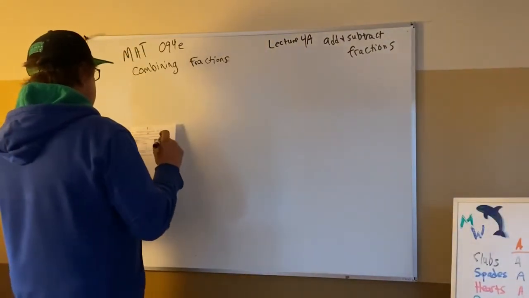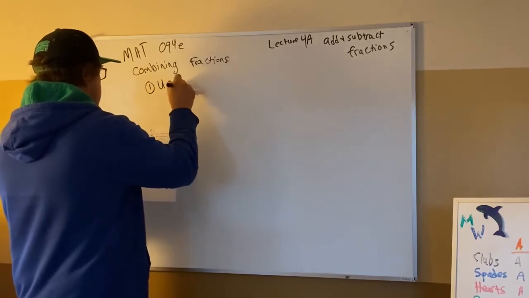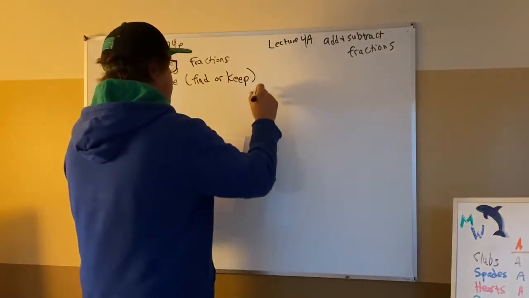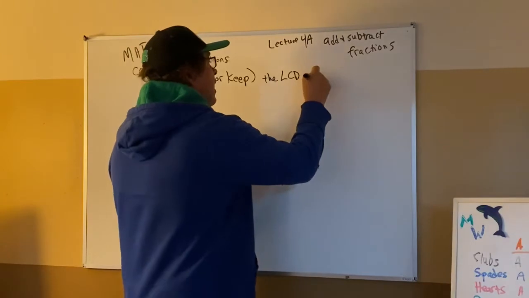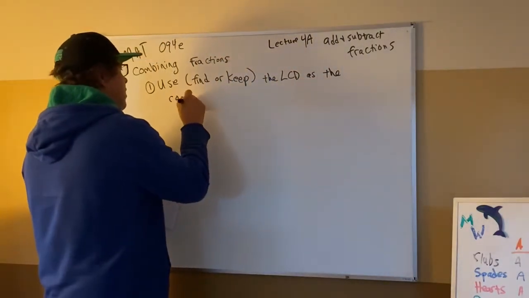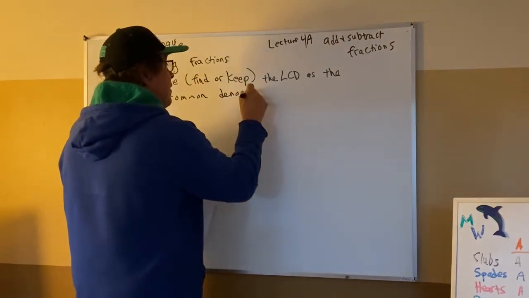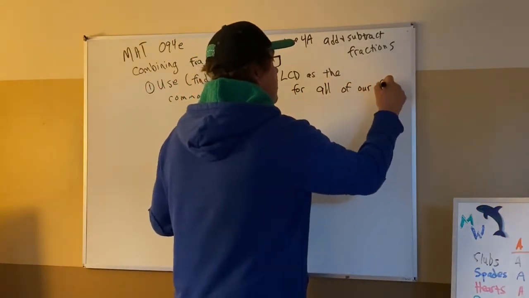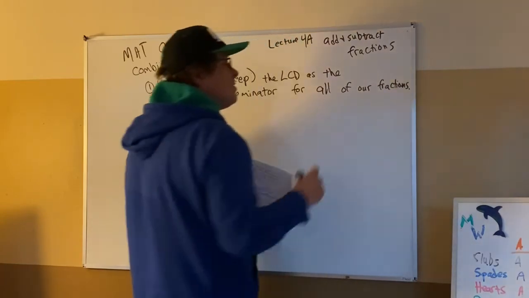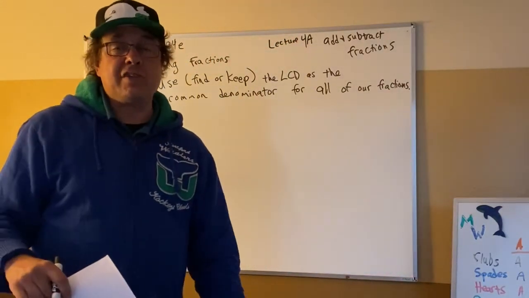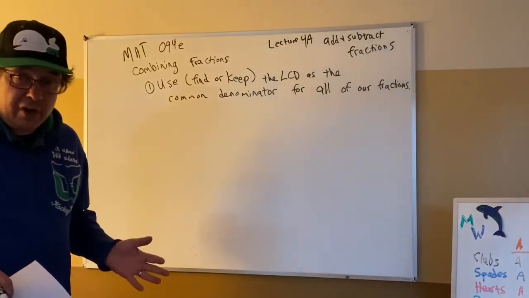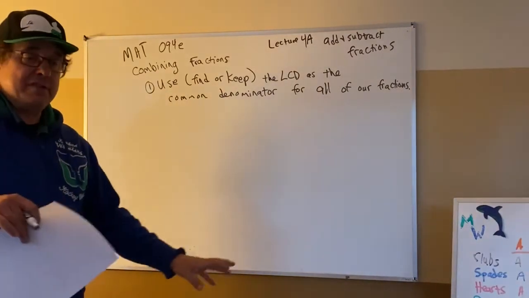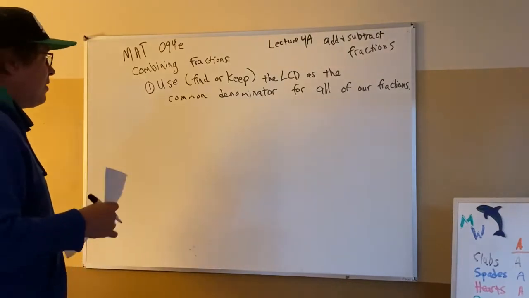So when we're going to combine fractions, number one, we're going to use, after we find or keep, the LCD as the common denominator. I know a lot of people hate that and get psyched out by it for all of our fractions. But with the concept being we need everything to have the same denomination, we need to all be the same kind of fraction, which the denominator tells you, then we'll be able to use the numerators to see how many of those pieces each of those fractions is saying we have, which are of that denominator. So we have to get a matching denominator.